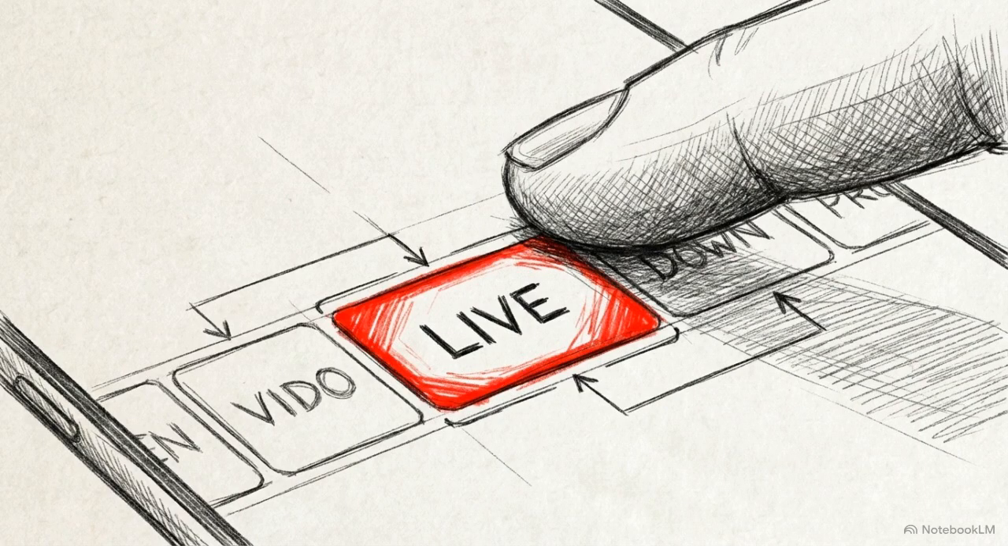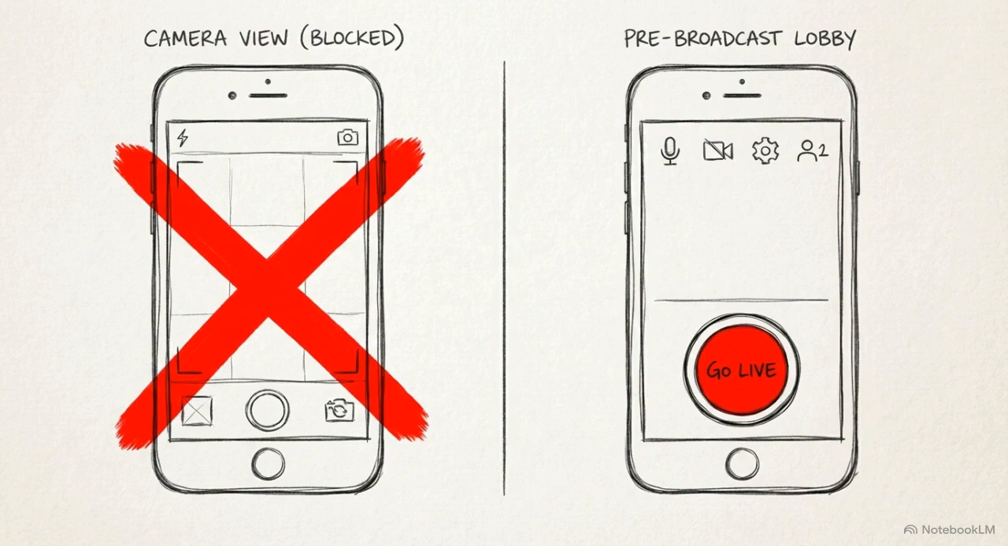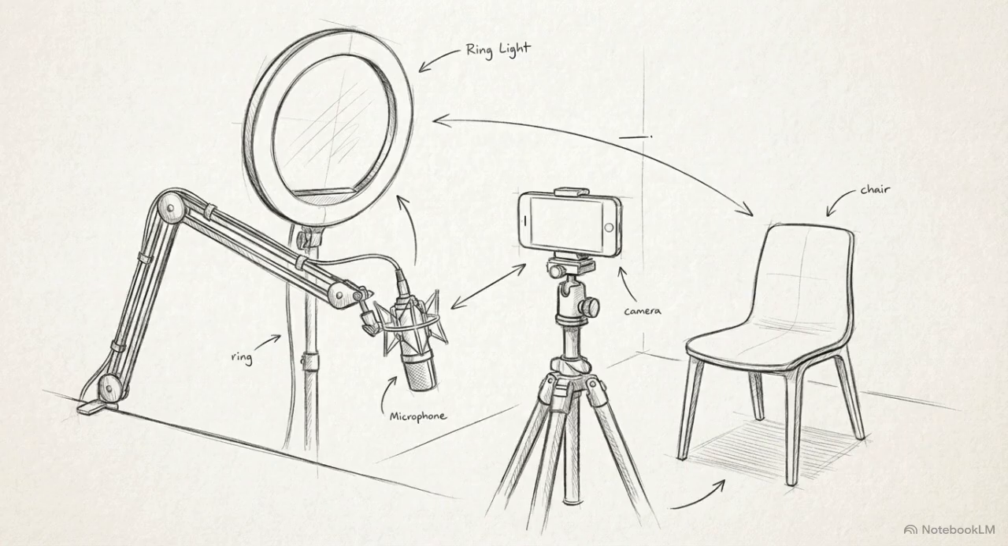Look just above the main circular record button. You will see a sliding text menu that you can drag left or right. Swipe through this menu until you select the live option and it locks into the center position. That action changes your environment. You are no longer setting up a recorded video. You are now standing directly inside the live broadcast lobby.